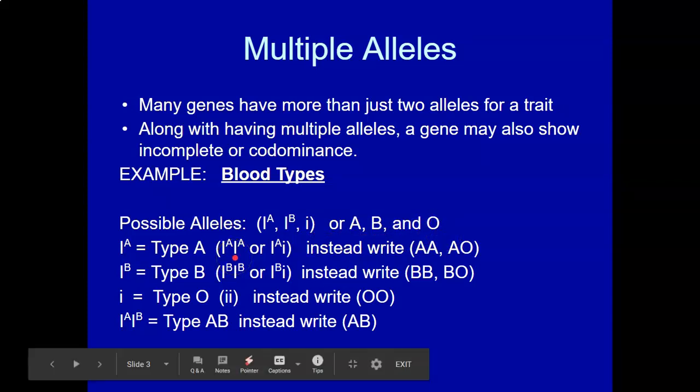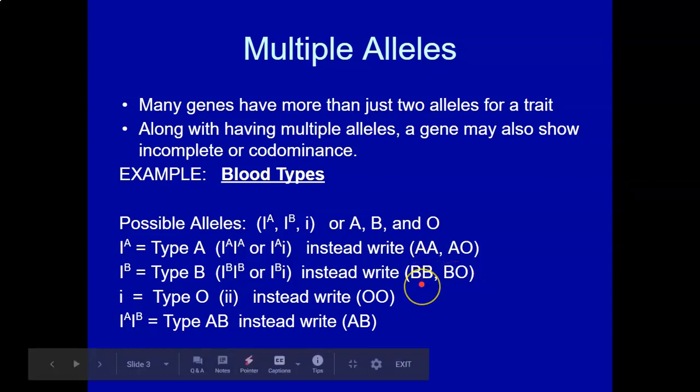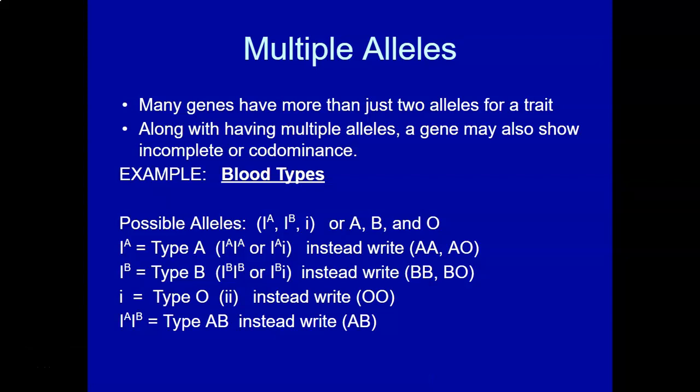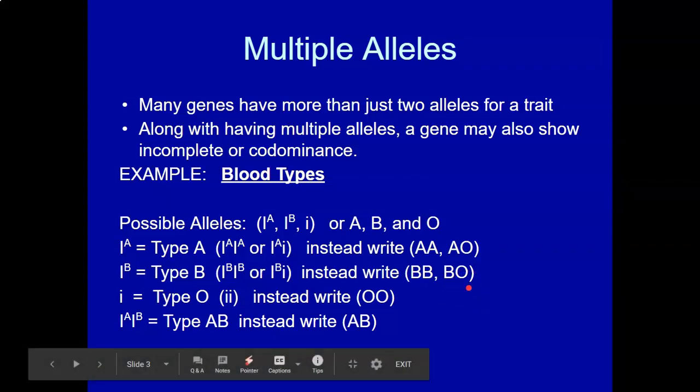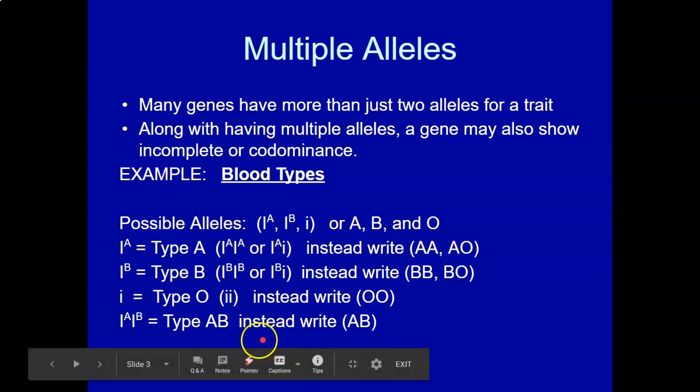With type A, you can either be homozygous or heterozygous. So instead of using these I's, you can just write AA for somebody that's homozygous type A blood, AO for somebody that's heterozygous. Same thing with type B. You can be homozygous, capital B, capital B. Remember, homozygous means the same, so it's 2 of the same letters. And then BO would be the heterozygous form because it's different. O is recessive, so instead of writing little i's, you can just write OO for somebody that is type O blood. And then type AB, instead of writing IAIB, you can just write AB.